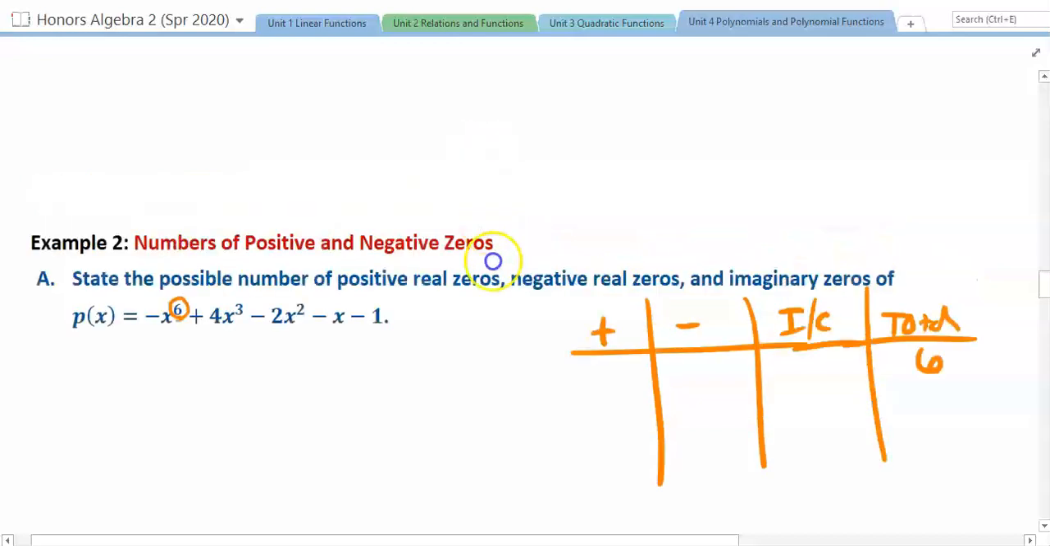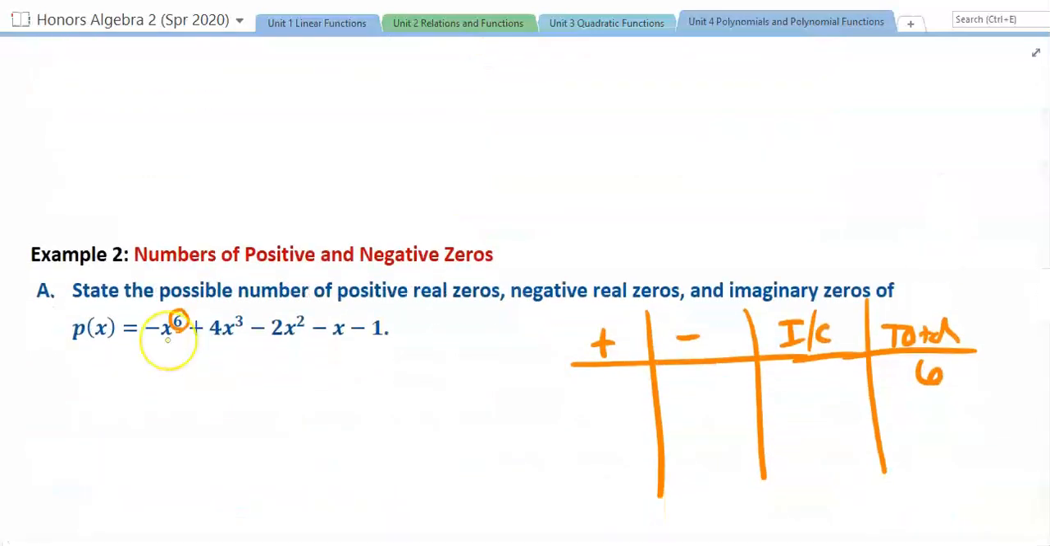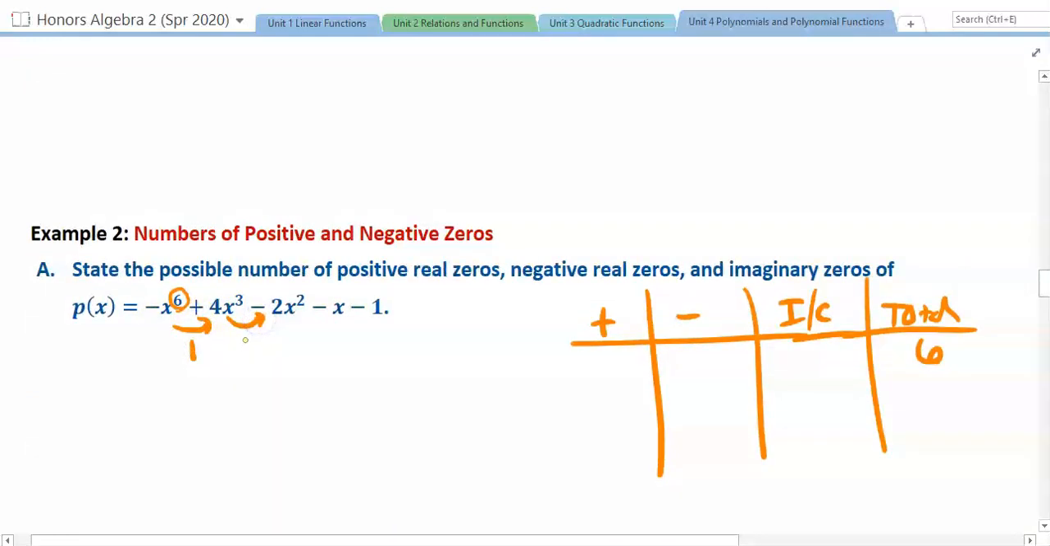And so the first part of Descartes' rule says if I take just the regular function, I look at all the changes of the signs, and that will be the number of possible positive real zeros that I have. And so let's look at our signs. We start negative. It changes to positive, so that's one change. Our positive changes back to negative. That's a second change. It stays negative, so that's not a change, and then it stays negative. So I could have two positive real zeros.